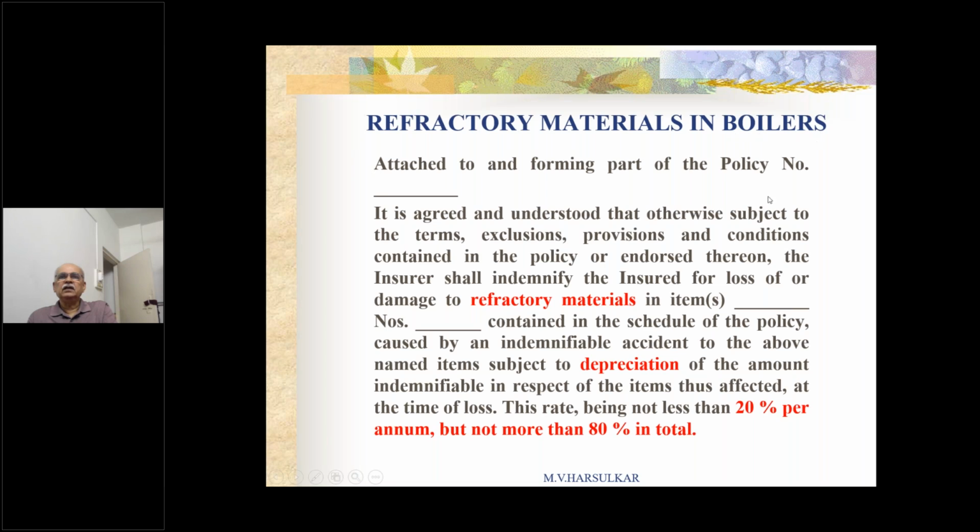And refractory materials in boiler. So refractory, again, standard exclusion, but here they can be covered subject to depreciation. 20% per year, maximum 80%. Now here you see they have made it 80%, not 75%. This is one example where more than 75% depreciation is deducted.